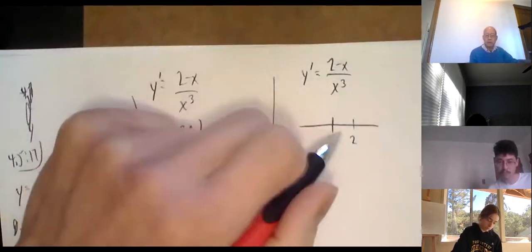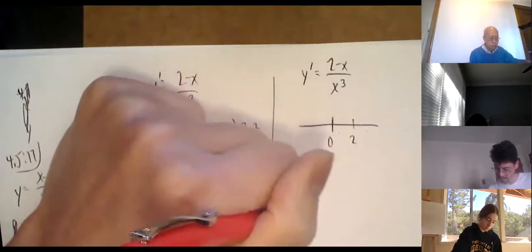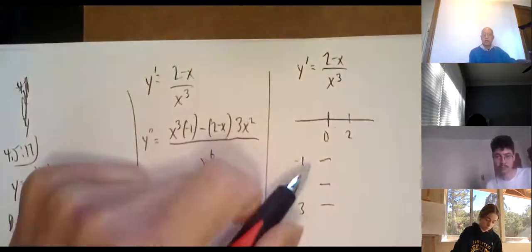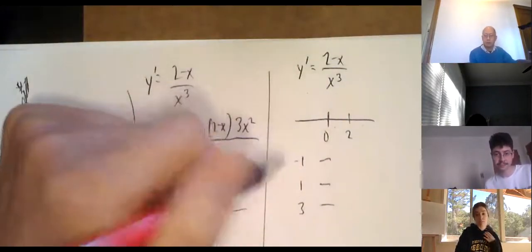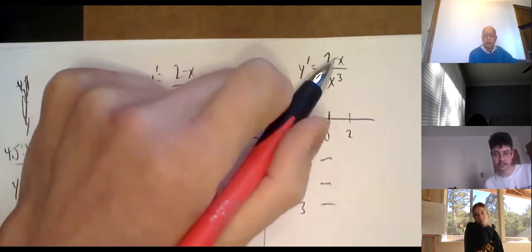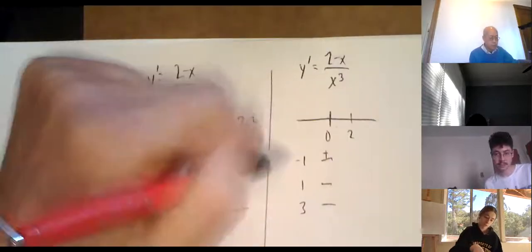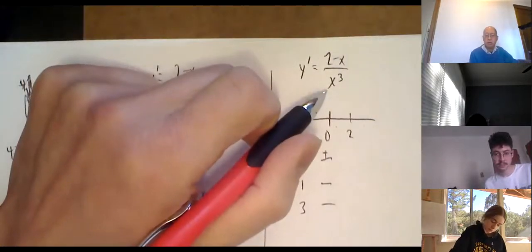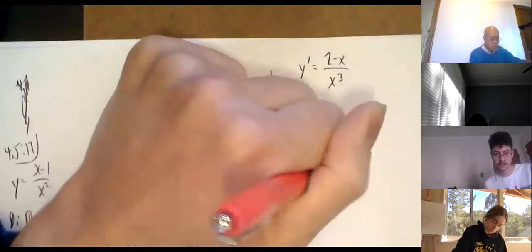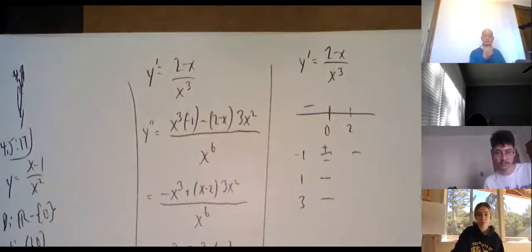Okay, pick something here, here, and here. Negative 1, 1, and 3. Fraction bar, fraction bar, fraction bar. That fraction bar matches that fraction bar. Okay, negative 1. 2 minus a negative 1, positive. Negative 1 cubed, negative. Positive divided by negative, negative.